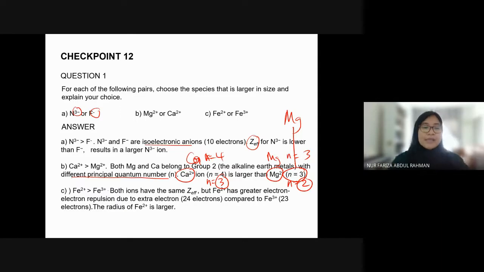Okay? Alright. Fe2+ dengan Fe3+ both have the same Z effective. But Fe2+ has greater electron repulsion due to extra electron. Okay? Due to the number of electron removed tadi. Okay? You may mention in terms of this greater number of electron for Fe2+. Or you can also mention in terms of the number of electron removed. Okay?